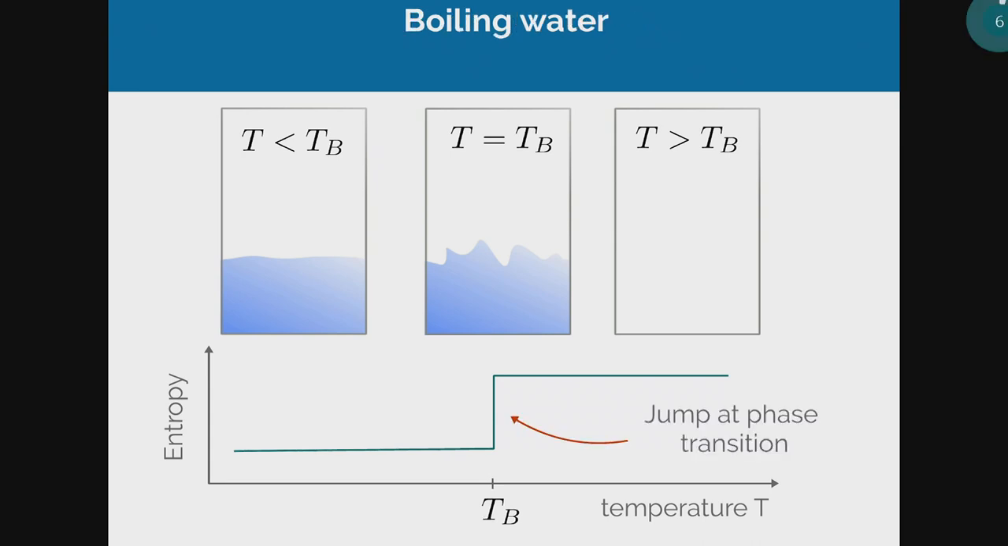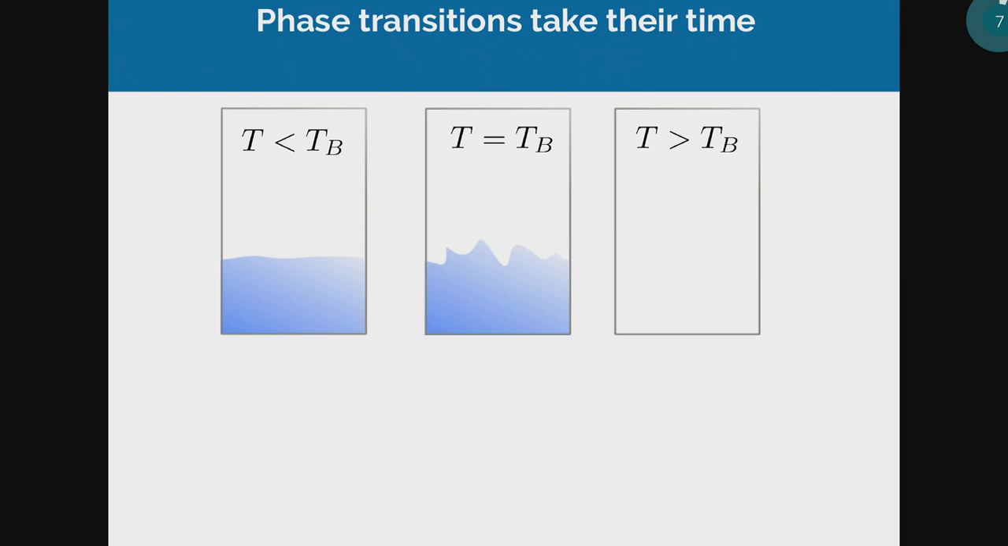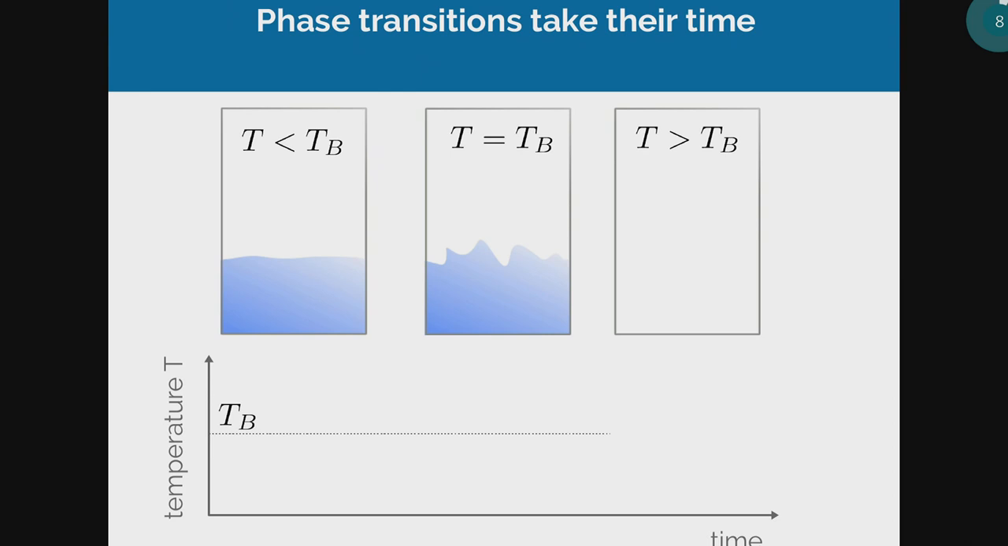And this is already one incarnation of a phase transition, which is that thermodynamic quantities become non-analytic as you tune the control parameter of your transition, which is temperature here in this context. But now let's take a different point of view and do the experiment actually in real time. So what will happen now? Again, we will start with a liquid initially at a temperature below the boiling temperature. And now we start to heat it up.